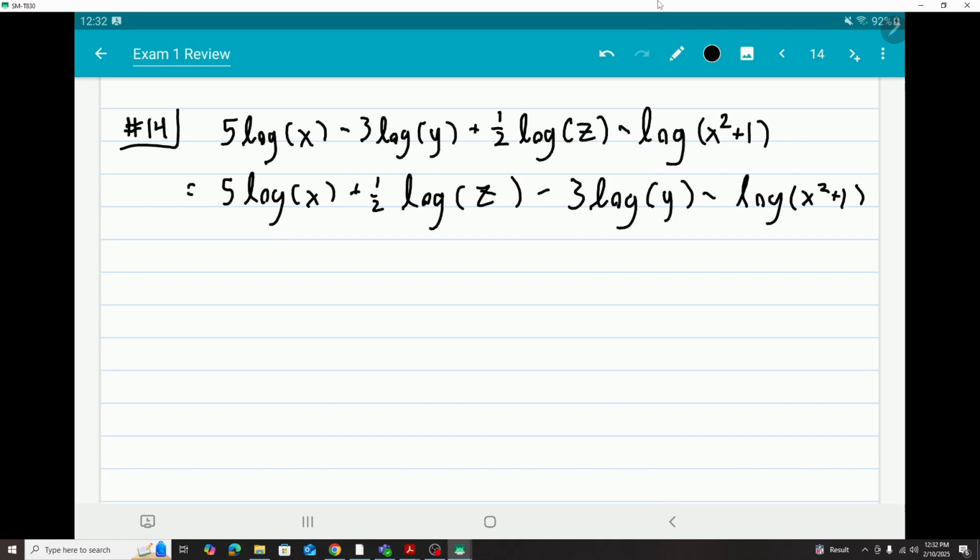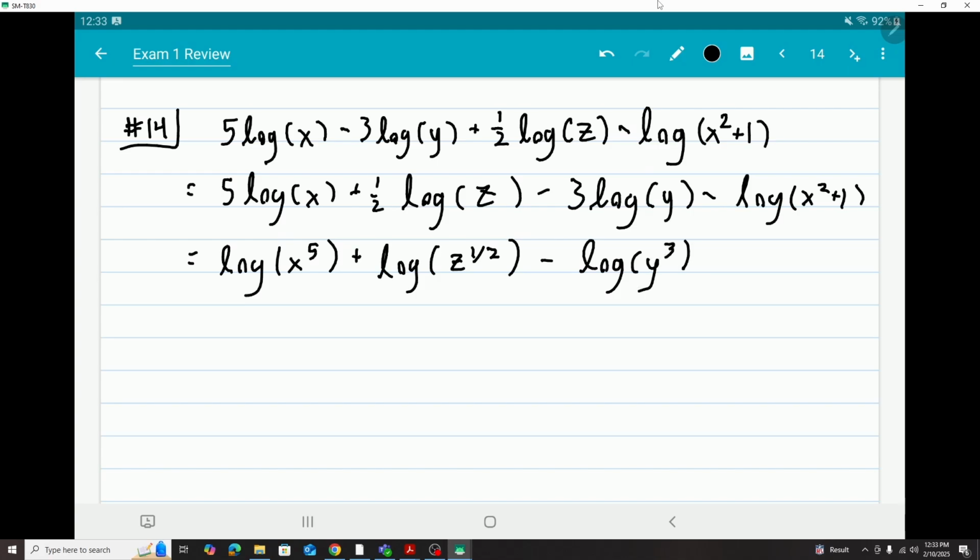And now my next step is I've got a whole bunch of constants in front of these logs. So what I'm going to do instead is use the power rule. Say this is log of x to the 5th plus log of z to the 1/2. Minus log of y cubed.